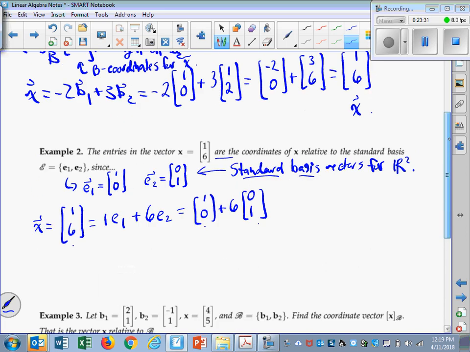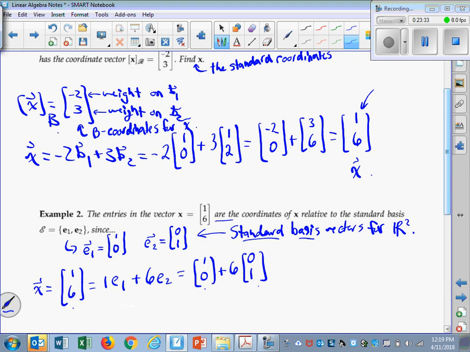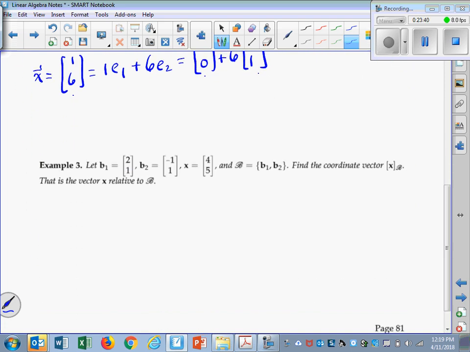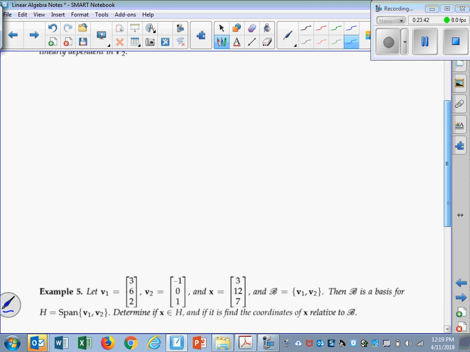Okay. Well, I think I have a graph here somewhere. Is the graph on the next page? No. Let's see if we can do a graph with this right here. I'm going to squeeze it in right here.